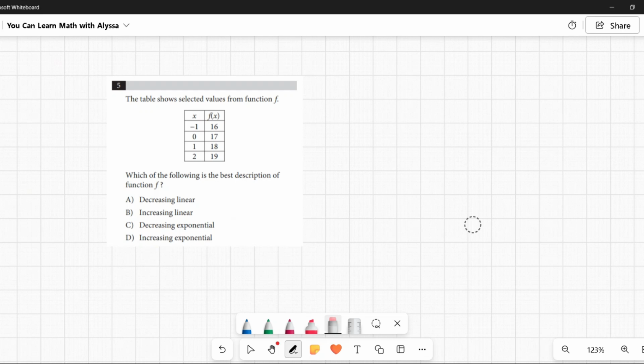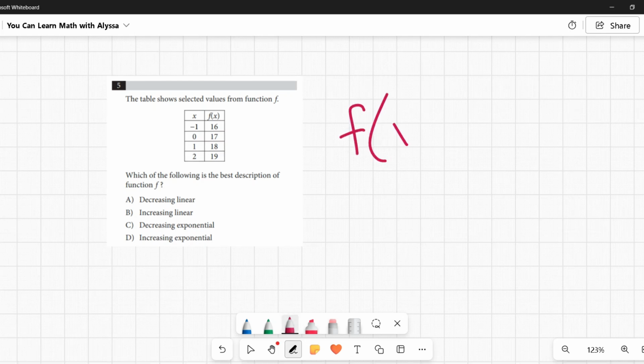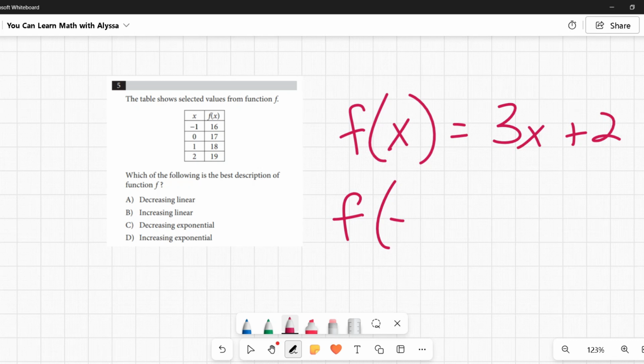Number 5, the table shows selected values from function f, x and f of x. Which of the following is the best description of the function f? When we say f of x, we're saying the output of this equation, the y value. Kind of like if I had f of x equals 3x plus 2, and I said, okay, what is f of negative 1?